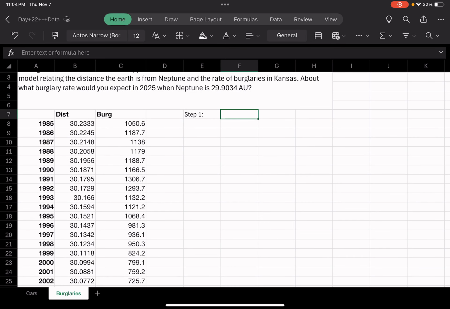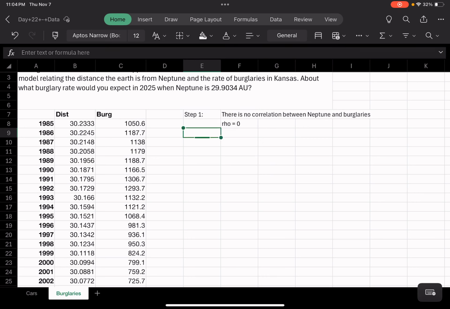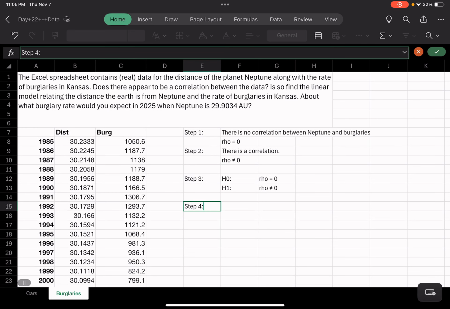Step 1 is there is no correlation between Neptune and burglaries. What's that symbolically? That's rho equals 0. Step 2, there is a correlation, rho not equal to 0. Null hypothesis, it's going to be this. Alternative is going to be this one. Step 4, alpha is not given, so we're going to use 0.05.